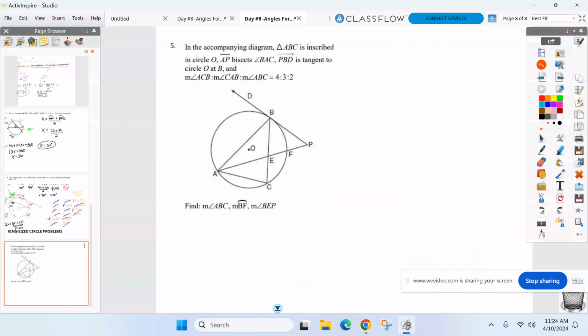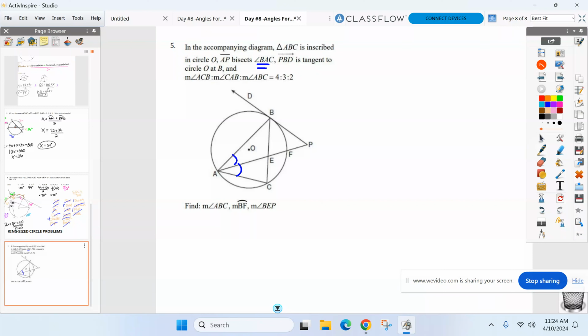BAC is getting bisected by AP. So which two angles are congruent? It's the angle getting bisected, angle BAC. AP bisects angle BAC. I'm asking what two angles are congruent then? I want to put arc marks on it. BAE. Yep, and good. So those two are congruent. Put the arc marks on there because I may forget about it.